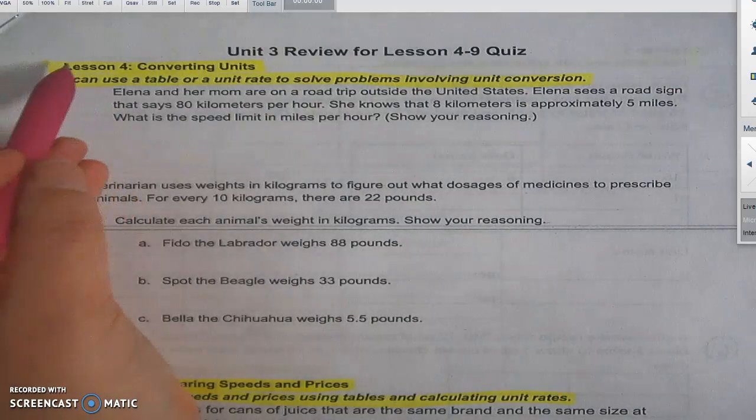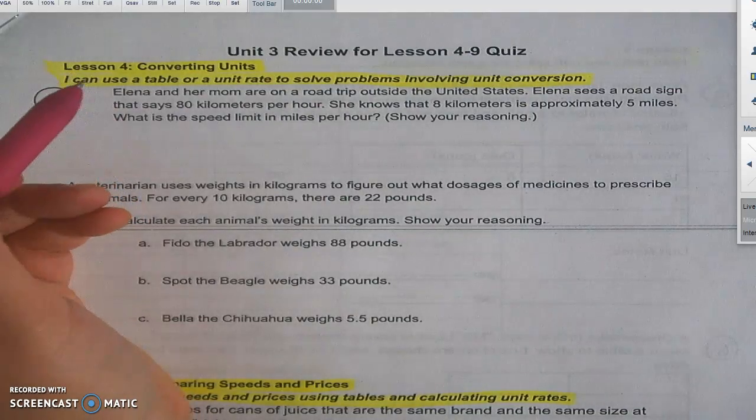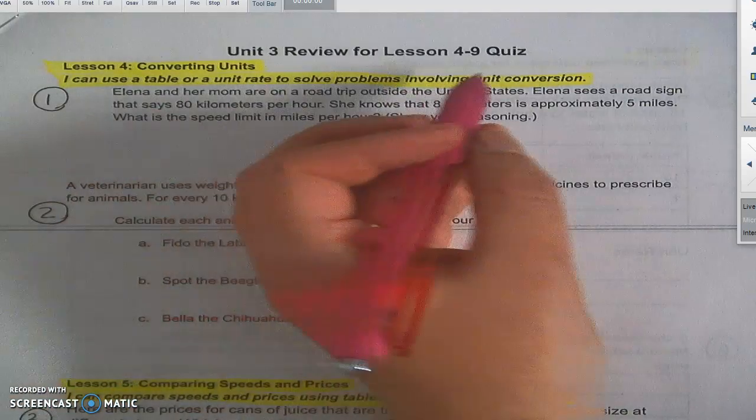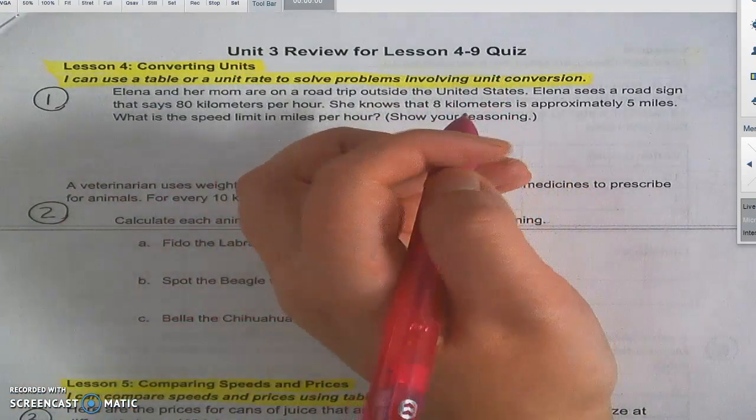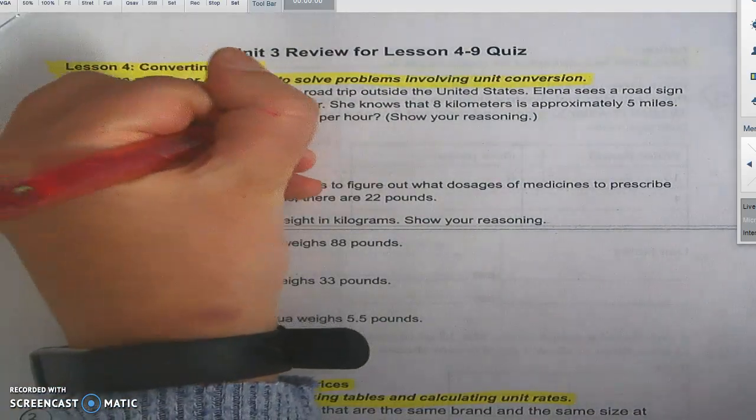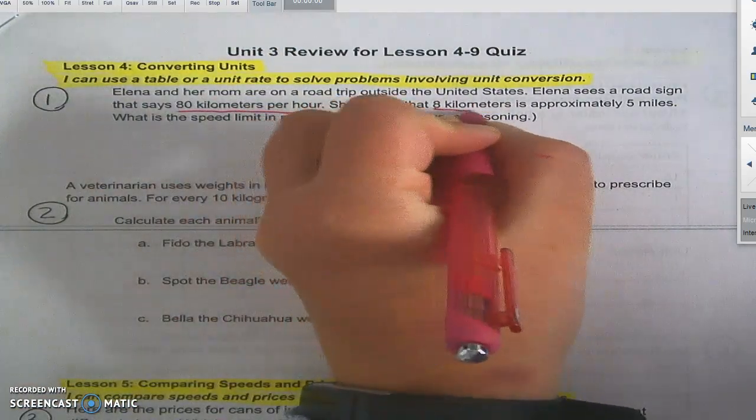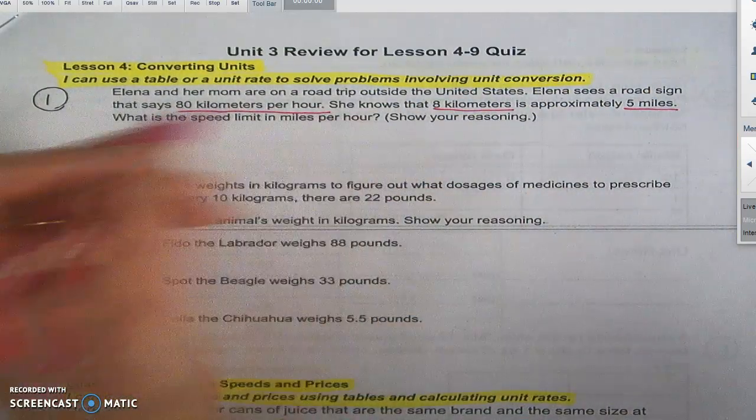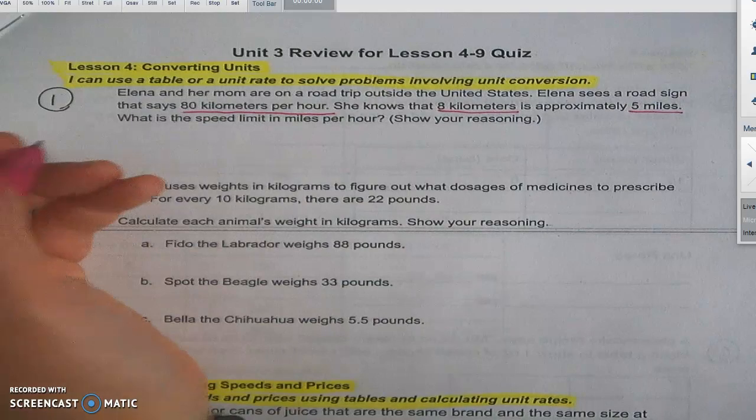Alright, so this first part comes from Lesson 4, Converting Units. Elena and her mom are on a road trip outside the United States. Elena sees a road sign that says 80 kilometers per hour. She knows that 8 kilometers is approximately 5 miles. What is the speed limit in miles per hour? So I underline my important information.